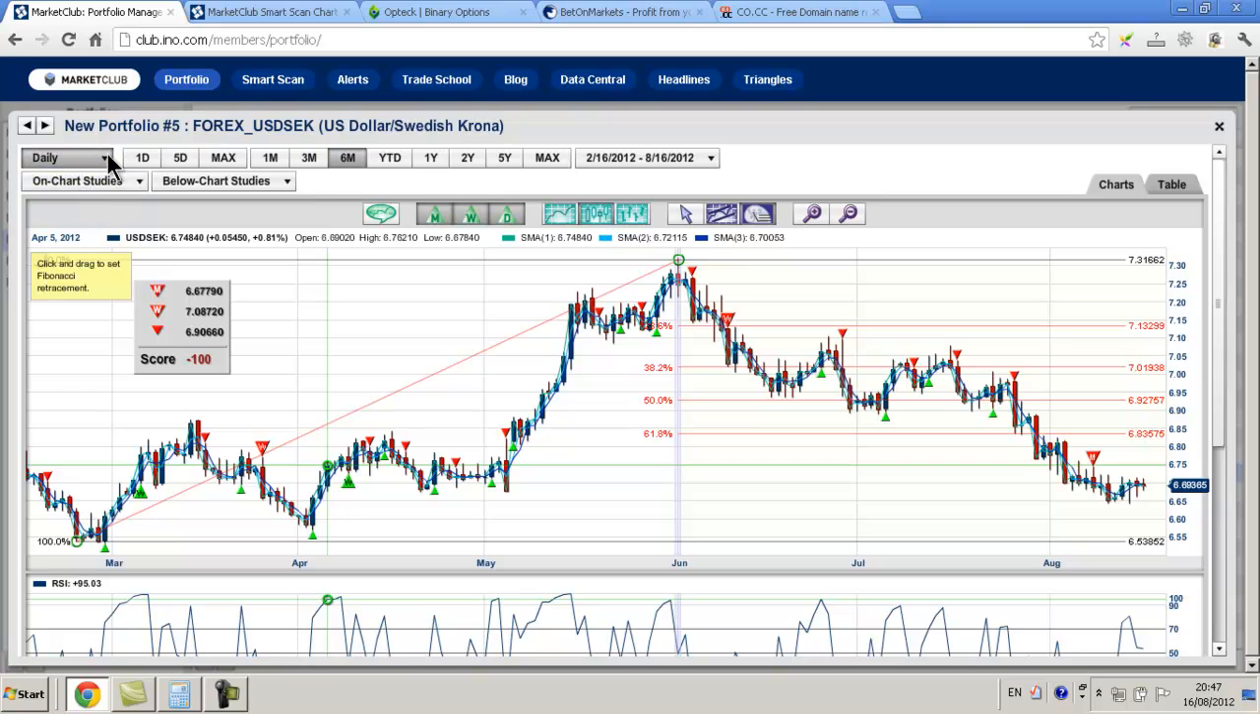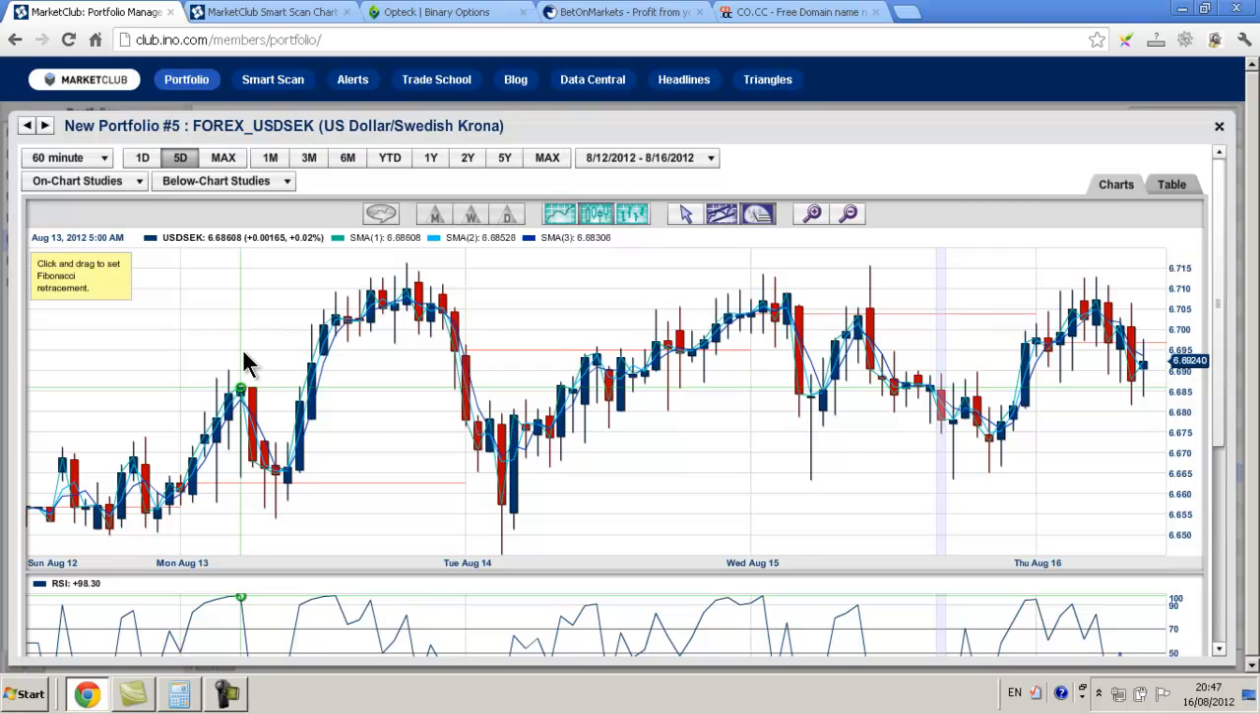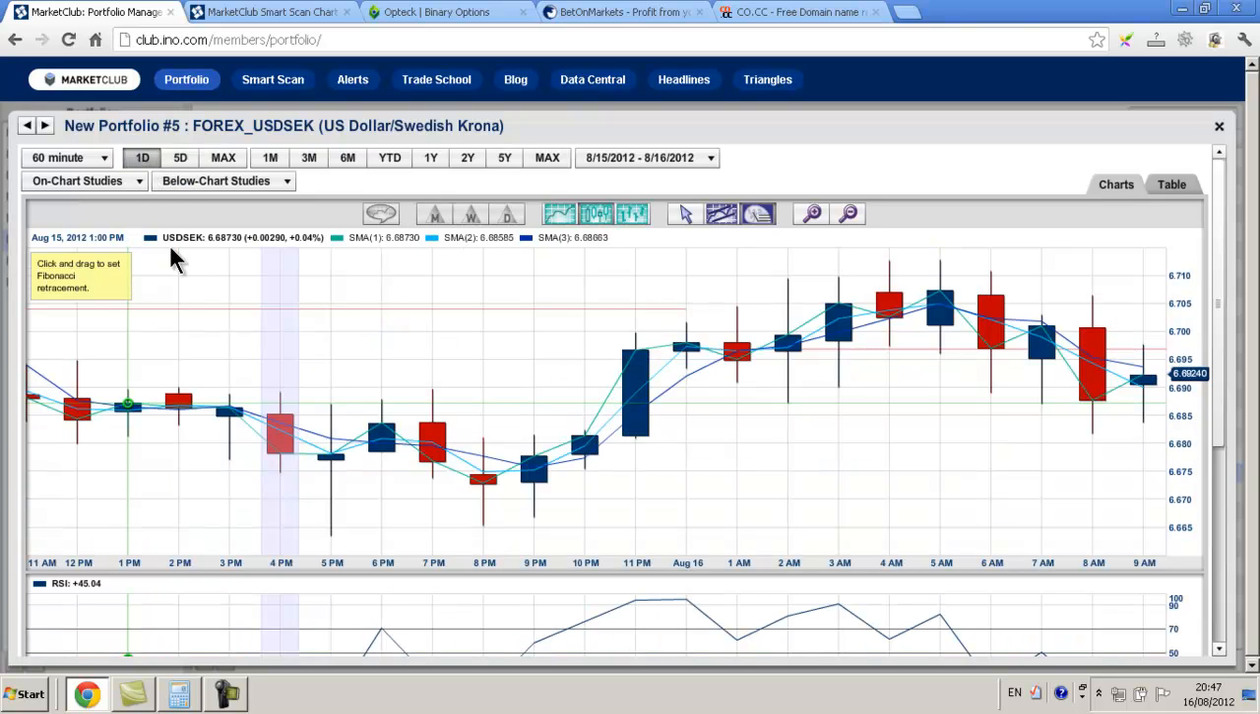So the next one, after we looked at daily, we'll put it on a 60-minute. So here we are on a 60-minute, and 5 days. Let's put it onto a day. So we're looking for a downtrend. This is where we are here. Last hour it moved down nicely. It's coming back a little bit here. So no trade at the moment.